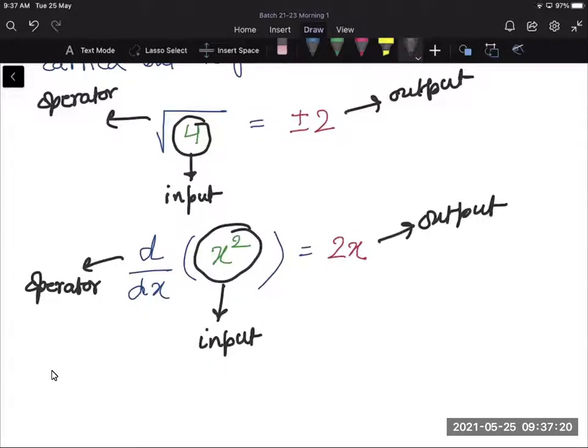Please notice that when the root operator acts on the number, you get an answer. Then on the answer side, there is no root operator. You don't write like this. This is not what you do. In the same way, when d by dx acts on this function, you get an answer. Now on the right hand side, in this particular case, there is no need to write d by dx or dy by dx.